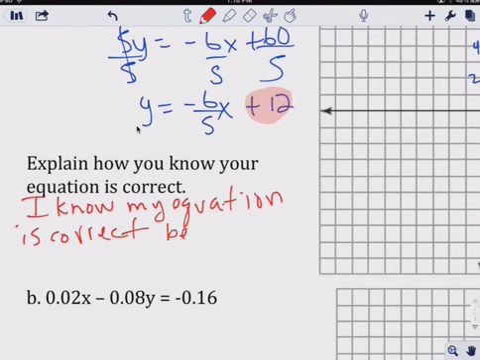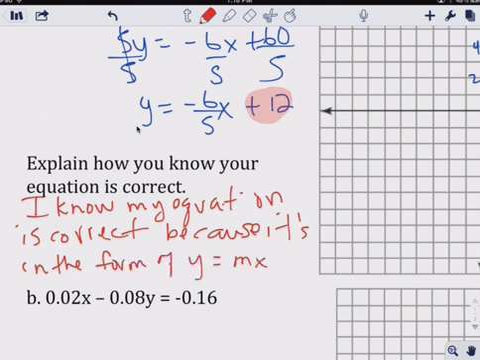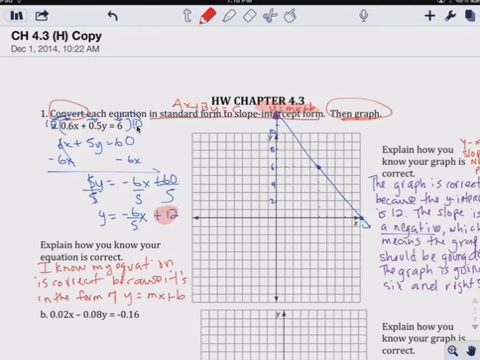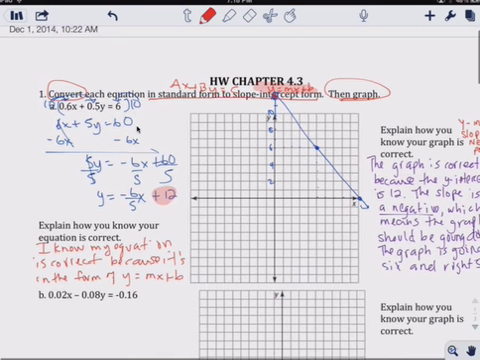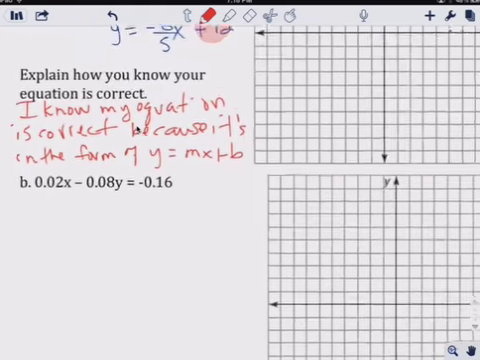Because it's in the form of y equals mx plus b, and if I check all my math, I subtract, divide by 5 correctly, it should be correct.